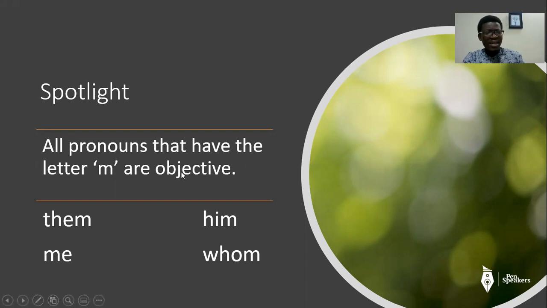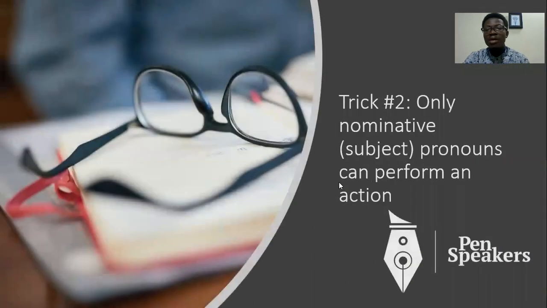So think about it. Them, for instance, ends with the letter M. Him ends with the letter M. Me doesn't end with the letter M, but it starts with the letter M. And whom ends with the letter M. Okay, so you see that these 4 pronouns are all object pronouns. So keep that in mind. If you come across a question and you're required to underline or highlight the objective pronoun, just look up for the pronouns that have the letter M in them. That's your answer. Okay, so now let's move on to trick number 2.